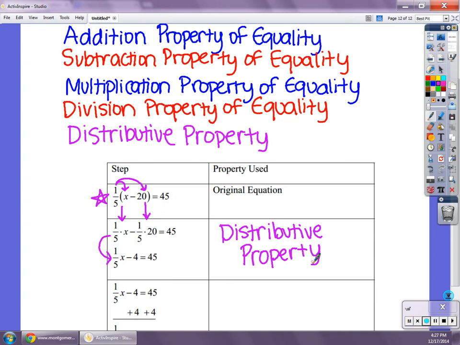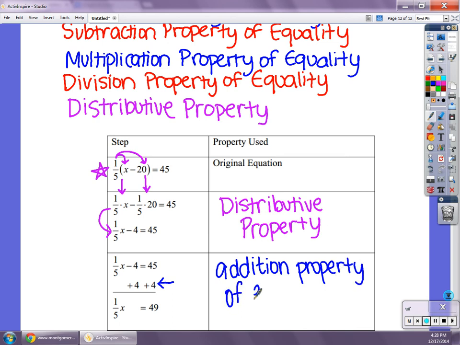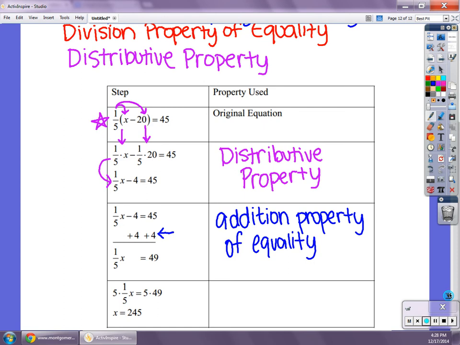All right, moving down, let's look and see what Sherry did next. We have 1/5 of x minus 4 equals 45, and I see that Sherry has performed a bit of addition by adding 4 to both sides, and because she's adding, we're going to say that Sherry used the addition property of equality. Why equality? Well, because she did it to both sides of our equation. And she left us with 1/5 of x is equal to 49.